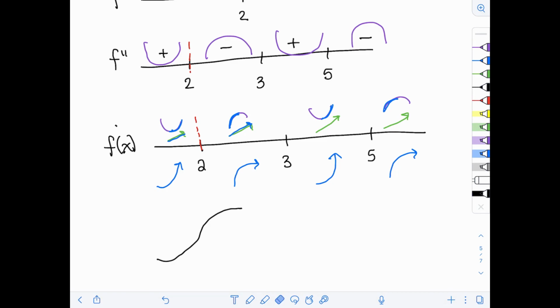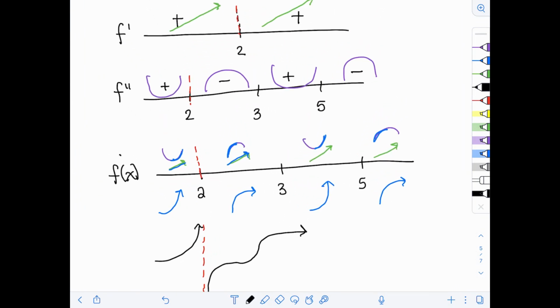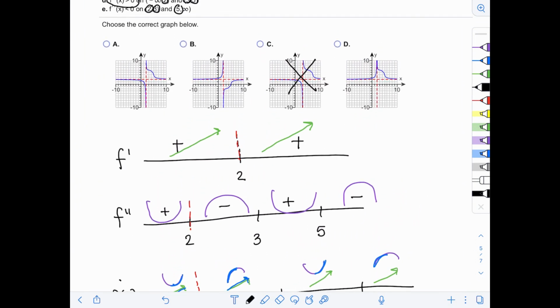Oh, I guess I was talking about that vertical asymptote and then I kind of ignored it. But basically it's going to look something like this. And then it's going to look something like this, and then this, and then that. It's going to curve again. So this is a really rough sketch that I have here, but then I might look at the graph options and see which one matches.